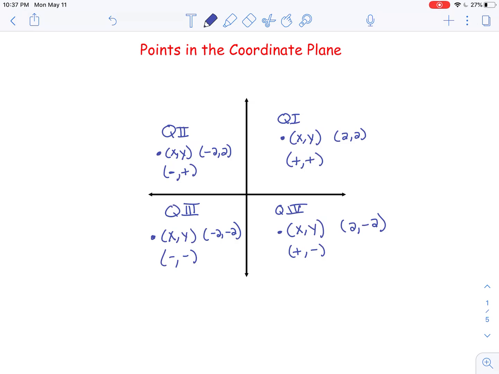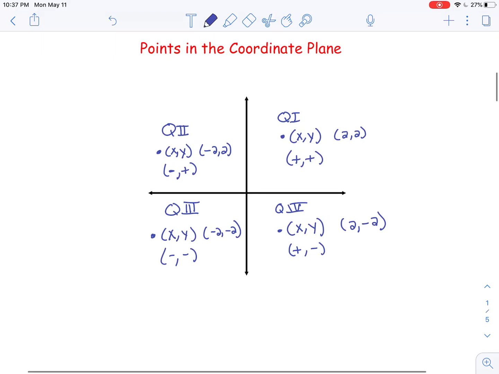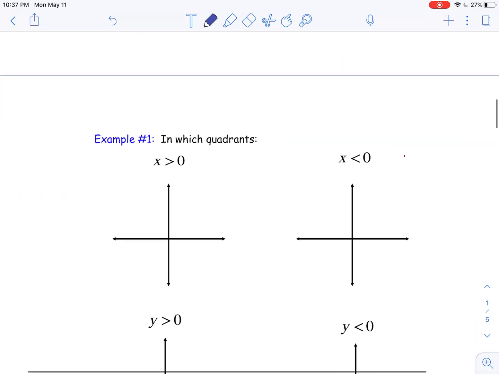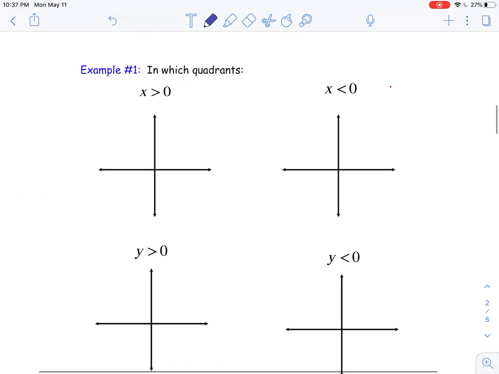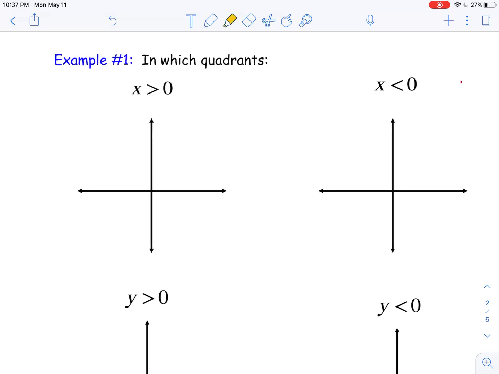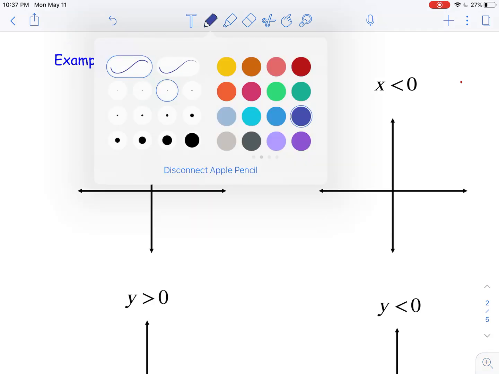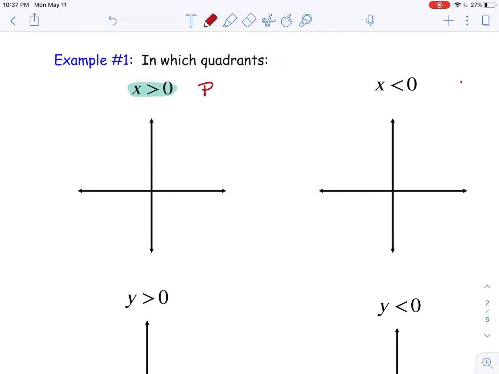So the examples here, and the examples that you'll have in your homework set, look at specific points, looking at x and y, and trying to figure out which quadrant that point would lie in. In the first example, we want to know in which quadrant x is greater than 0. So really we are asking, when is x positive?